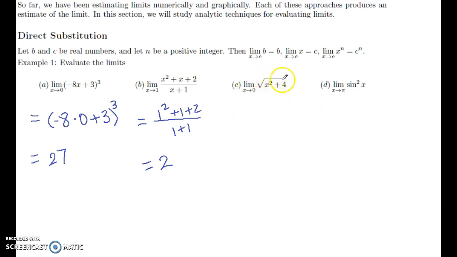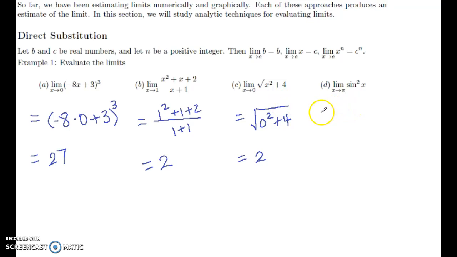And for the limit of this square root radical polynomial, we substitute x by 0. So we get the square root of 0 squared plus 4. The square root of 4 is 2. And if you're not sure, just plug this into your calculator to get the exact answer.